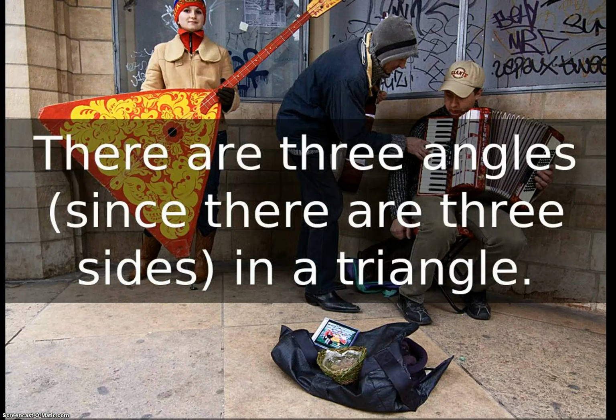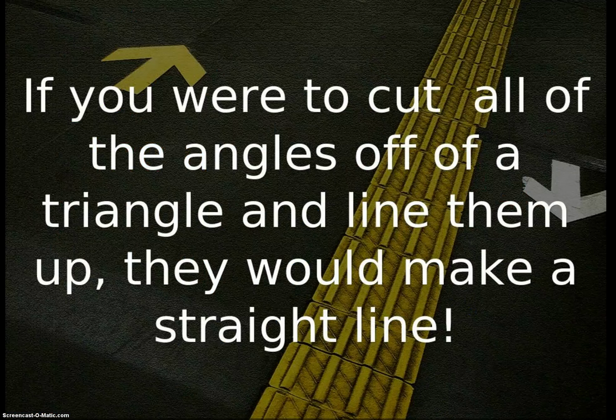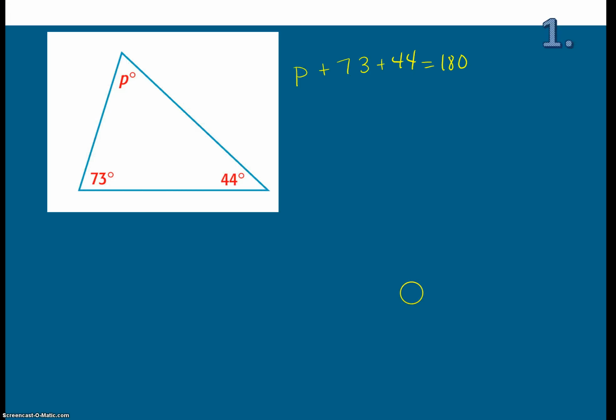So the three angles of the triangle, if I were to cut all the angles off a triangle and line them up, they would make a supplementary angle, so they would make a straight line. So let's apply the triangle sum theorem.